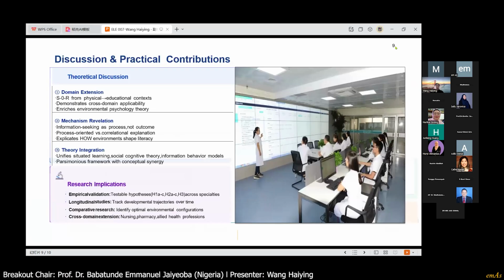So what does all this mean for research and practice? Let me turn now to the contribution and the practical implications. Our theoretical contribution: we show the SOR model working for education. We reveal information seeking as a process. We integrate theories into the framework.